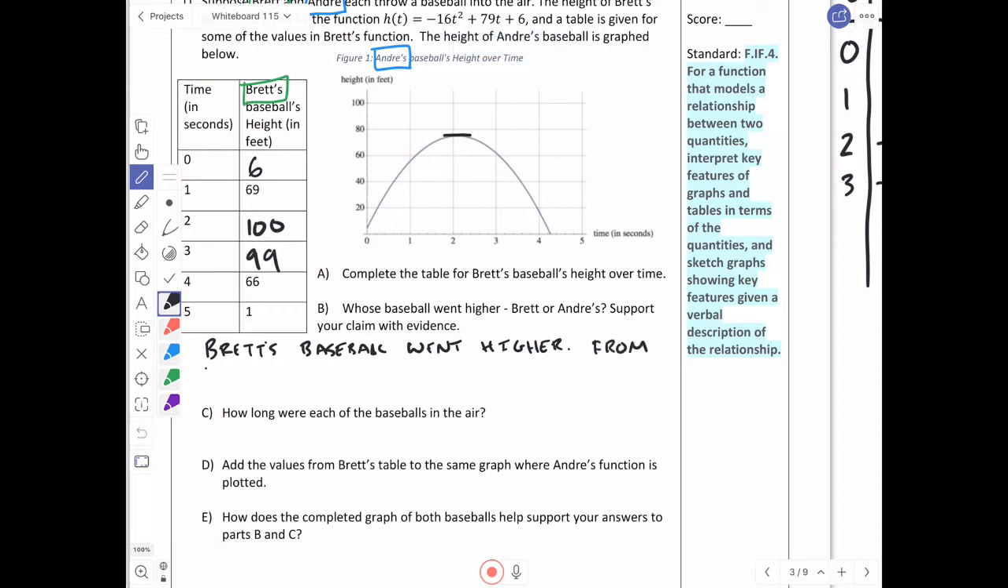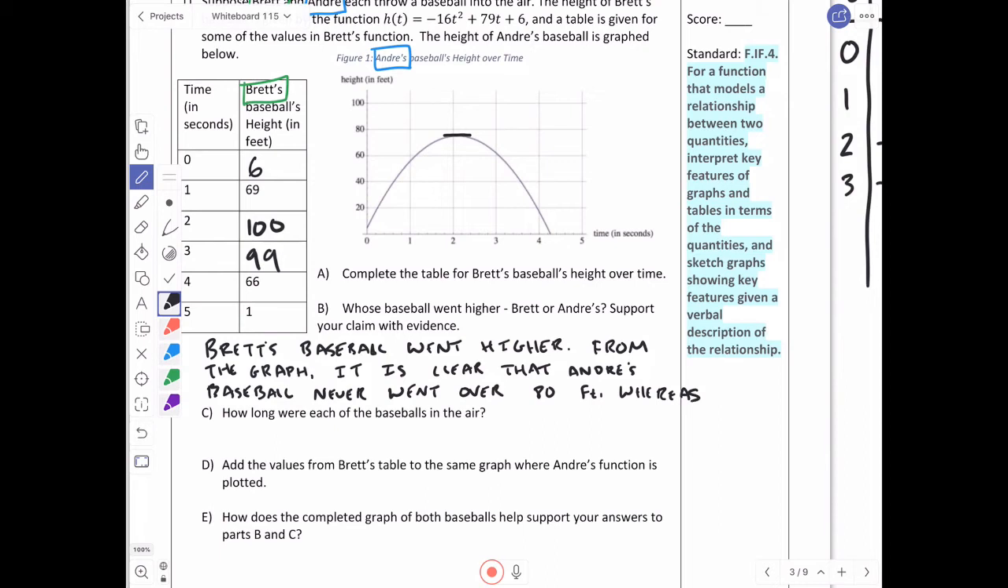From the graph, it is clear that Andre's baseball never went over 80 feet, whereas Brett's went at least 100 feet high.